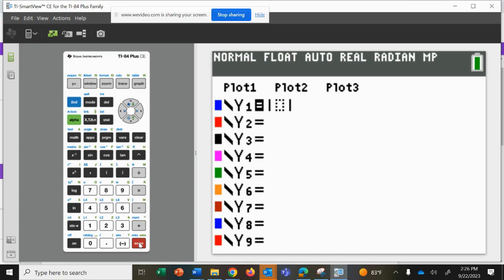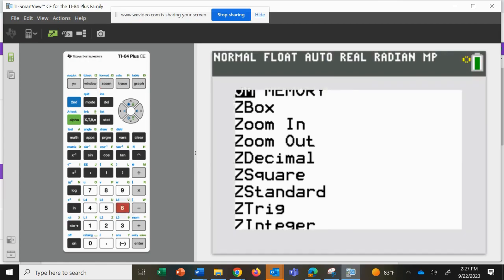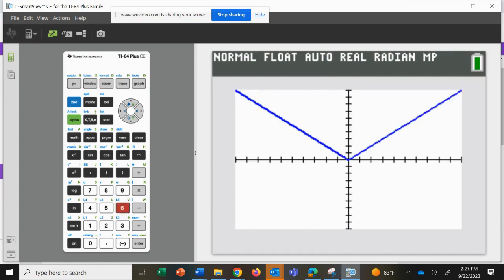Our x button, anytime we put the x in, I'm going to click it. It turns red when I click it. And go ahead, from there you can hit graph. Okay, and then we're going to go ahead and hit graph. If your graph is not centered, just a reminder, you can hit zoom and then 6, and that'll fix the centering.